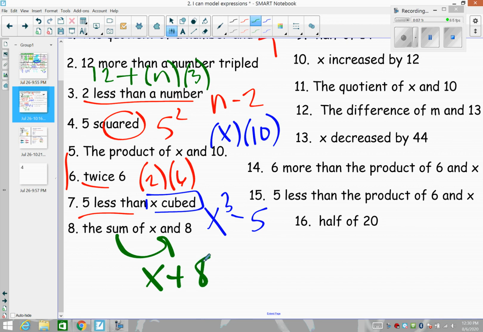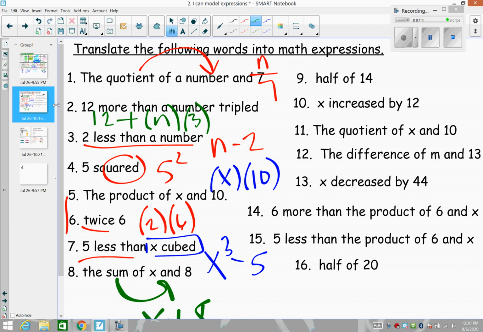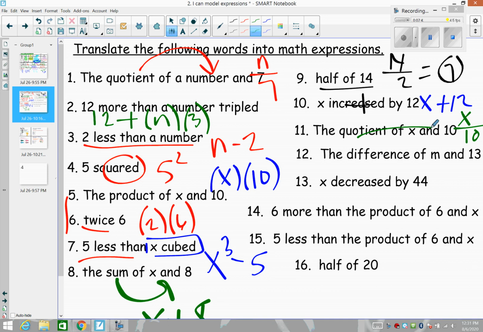All right, we have 8 left on the right. Let's see how we do. We're at the 7-minute mark. We're in good shape. If you take half of 14, you can think of that as 14 divided by 2, or 1/2 of it is 7. When we increase, we add. So this would be the expression x plus 12. When we take the quotient, we divide, which would be x divided by 10. When we take the difference, we subtract, which would be m minus 13.